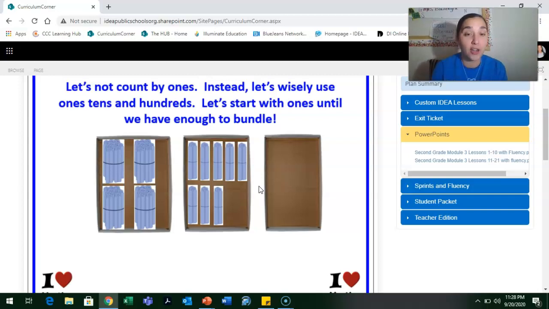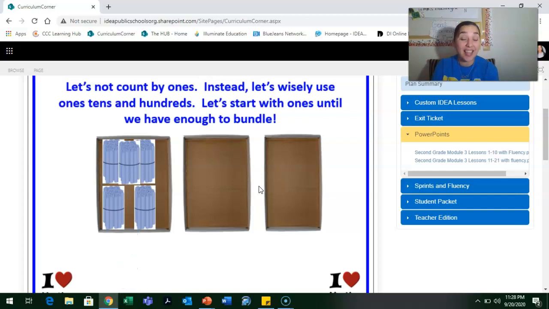So let's count. 480, 490, 500. What do I do now? Yes, I bundle 100 that I made from 10 tens. Remember, I bundle it. And what unit would I count by? Yes, hundreds. So count for me. 500, 600. We are done, boys and girls.